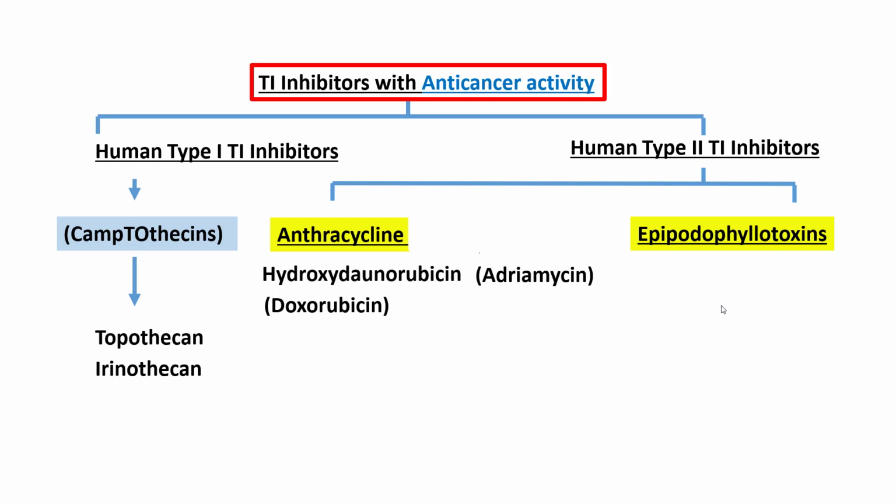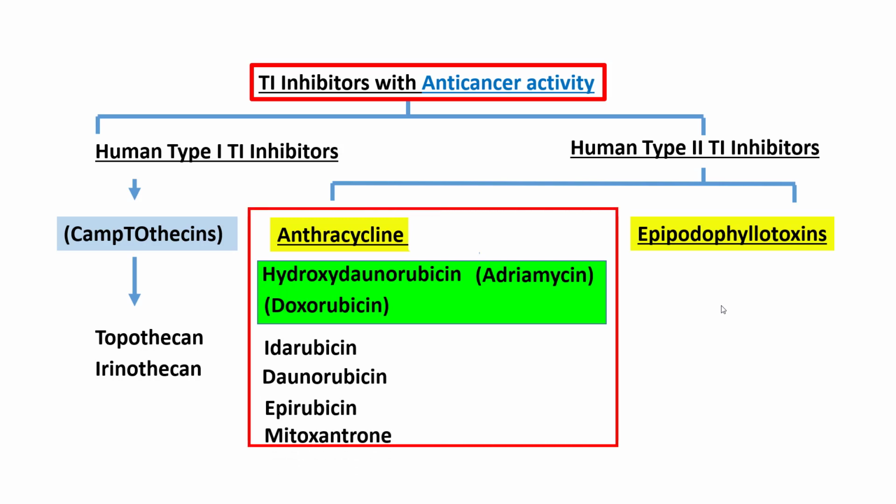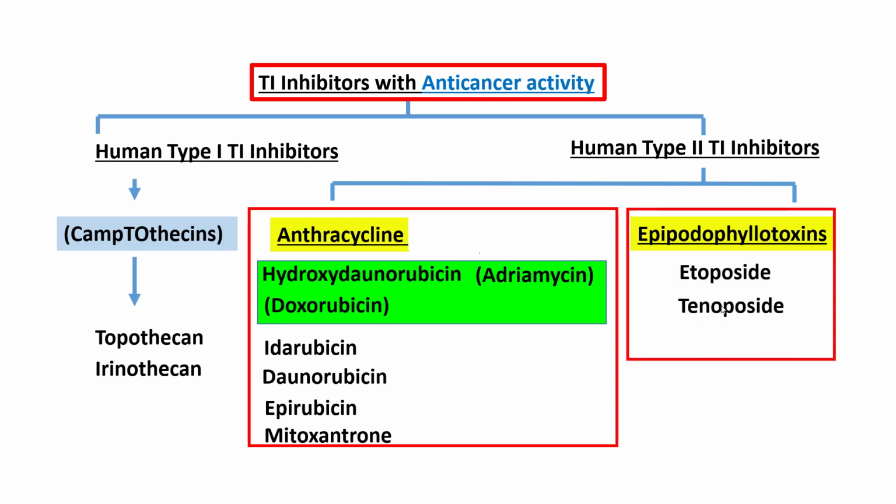There are other examples in this group. They include idarubicin, daunorubicin, epirubicin, and mitoxantrone. Right. The examples for the epipodophyllotoxins include etoposide and teniposide.